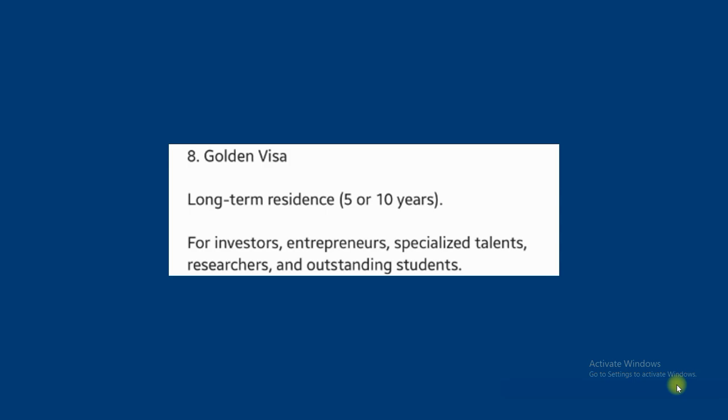So who will get this golden visa? Investors. For example, if you want to spend money and become an entrepreneur in UAE, or if you have any specialized talents, if you are a researcher or outstanding student, you can get a golden visa. So if you have the money and want to start a business in UAE, you will get this golden visa directly based on your criteria. You need to contact the UAE government. They will provide the golden visa as you are spending your money in UAE.